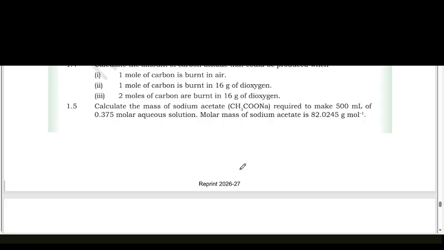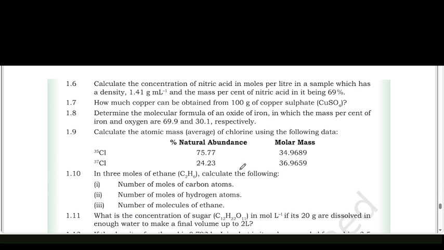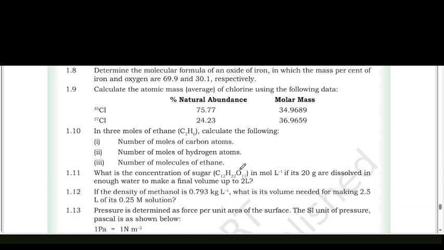0.375 into 0.5 equals 0.1875. So 0.1875 moles we require. So 82.0245 into 0.1875 will be 15.37959. Why have we done this? Because we don't know the moles, so how can we find the mass of the substance without finding moles.